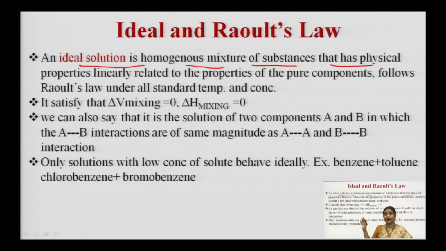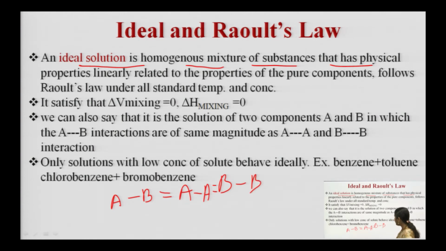But when it comes to an ideal solution, we cannot ignore the attraction force. Instead, we say that the attraction force which exists is uniform in all directions. What do we mean by this? Suppose we have two components A and B, and in this case the attraction force between A and B is equal to the attraction force between A and A, and it is equal to the attraction force between B and B.